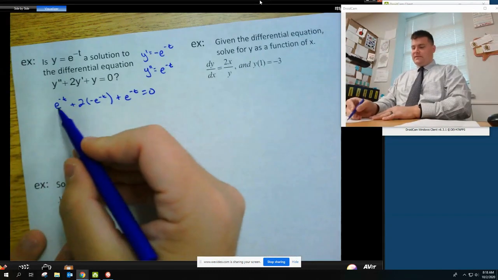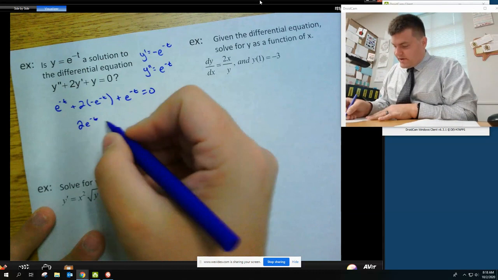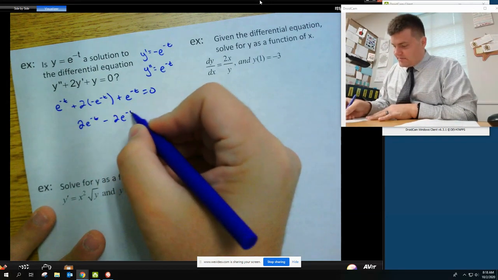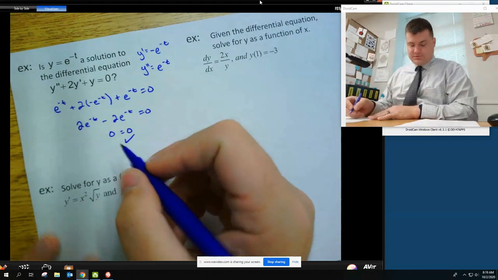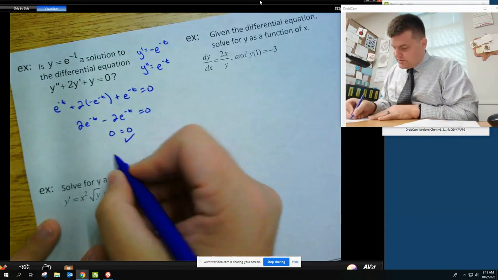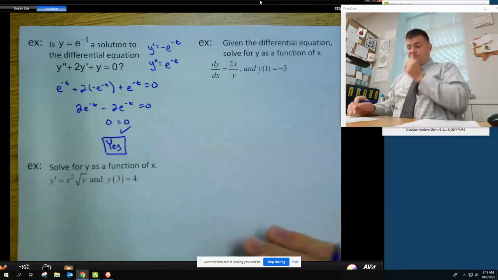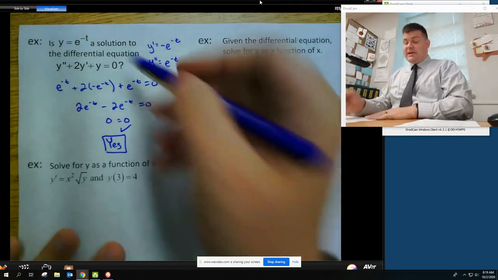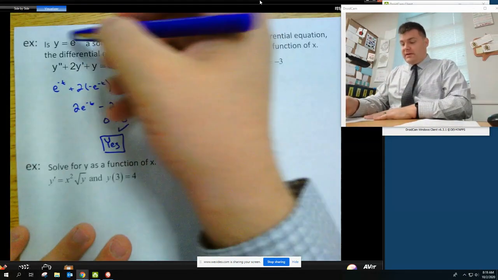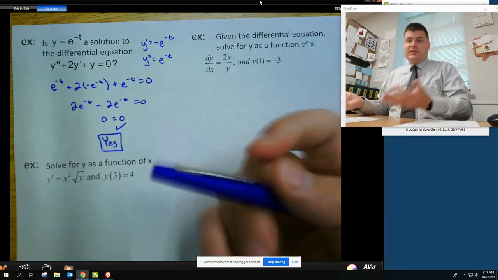So here we go. I have e to the negative t, so I have 2e to the negative t's. And then I have minus 2e to the negative t, which is, this is true. So is that the solution? Answer is yes. So that's one type of differential equation problem. That would be a multiple choice usually. It wouldn't be a yes or no, but it would probably give you this function, and it would give you a bunch of these equations saying which one of these is true.